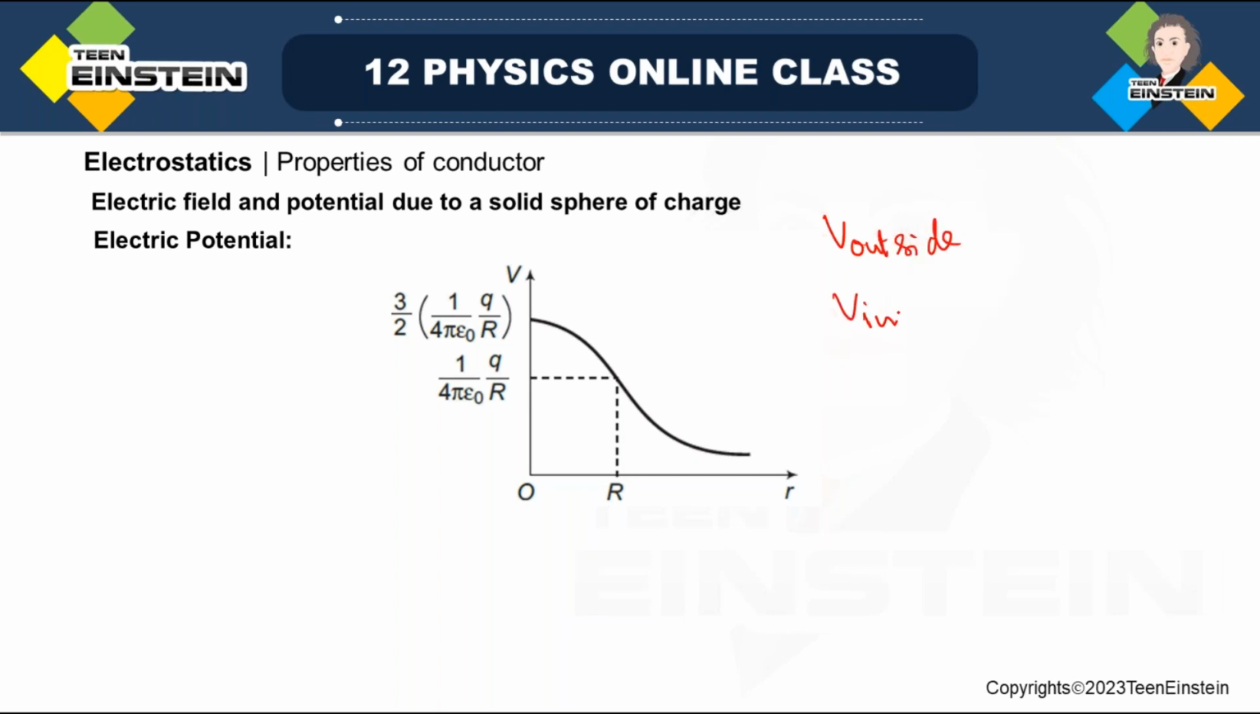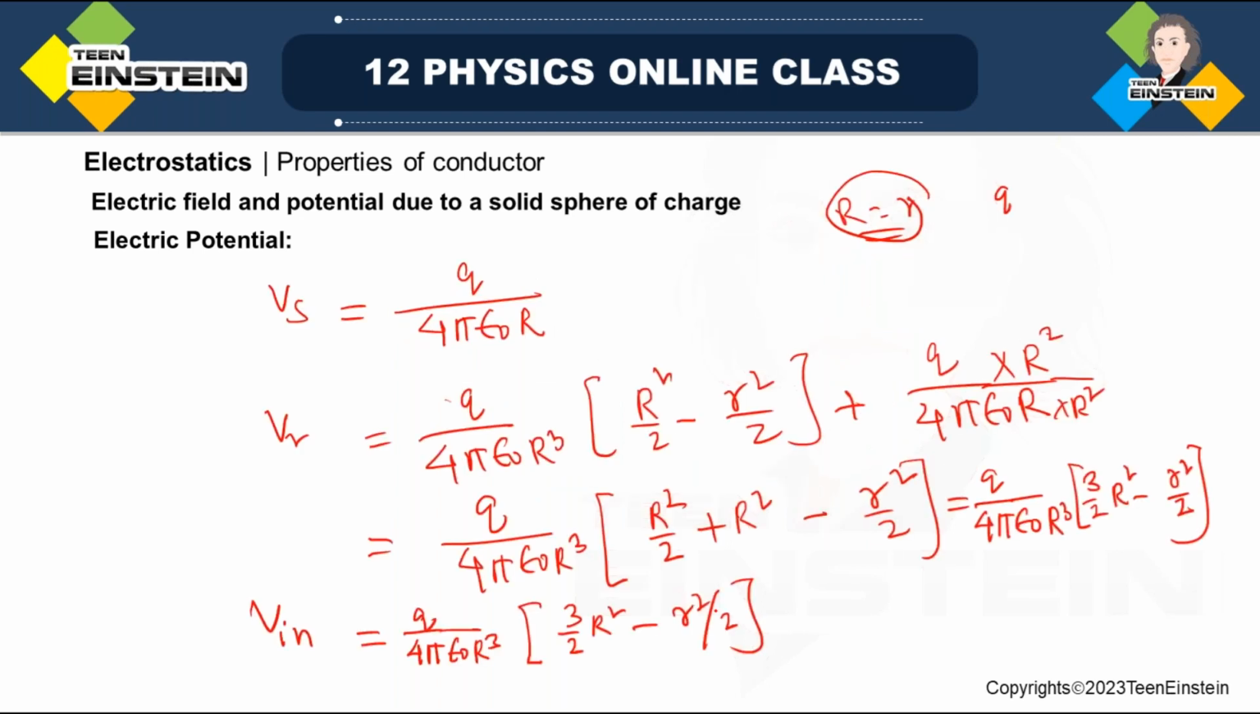So I have to see outside, inside, or I'll make the sequence from inside. Let us say center, V at the center of the sphere, V inside at any point inside, V on the surface, and V at any point outside. So how do they vary? At the center, look what is here. At the center means I have to make r is equal to 0.